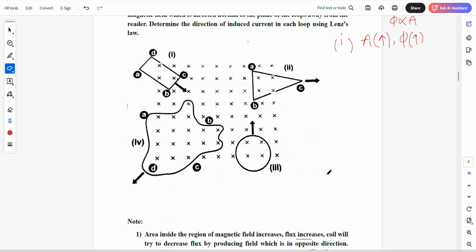Now here, what is the direction of magnetic field? I have told you this is inside. Which pole? This is a south pole. South pole means clockwise. This one is outside. Outside means north pole, right?